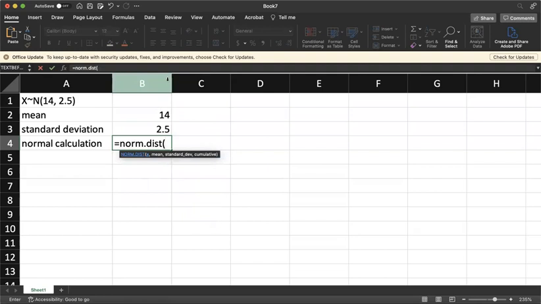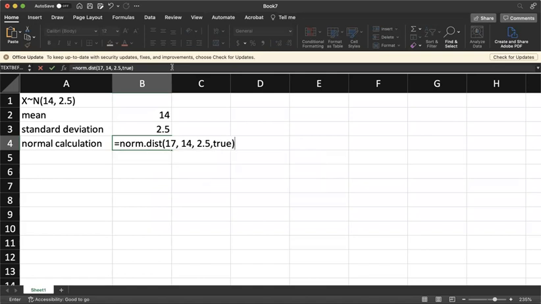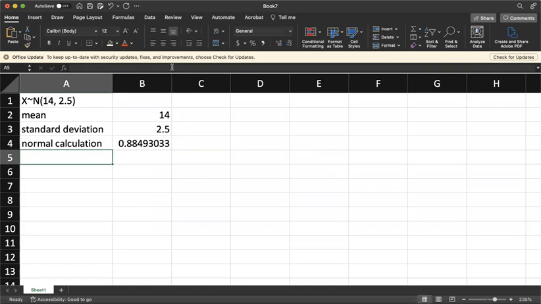In this example, we had 17 years. So we're going to type in 17 for our X. That was the value we're interested in. We are also interested in the mean, which is 14, the standard deviation, which is 2.5, and for cumulative, we are always going to put TRUE. We're not going to deal with FALSE because we're not going to do a specific value. We'll always do an interval.